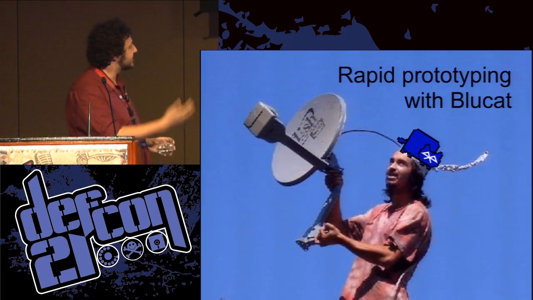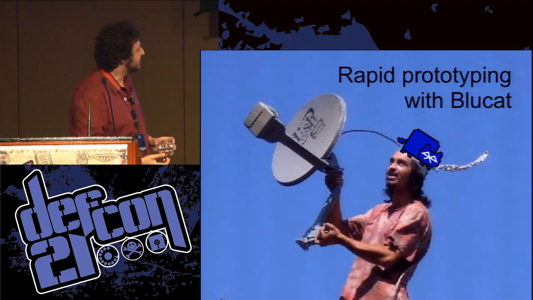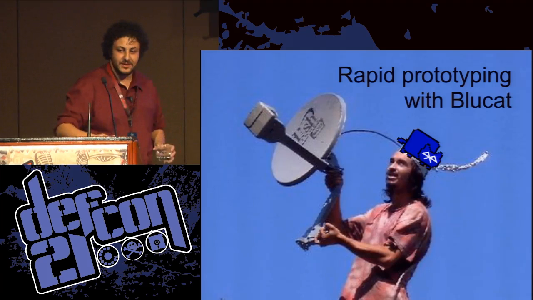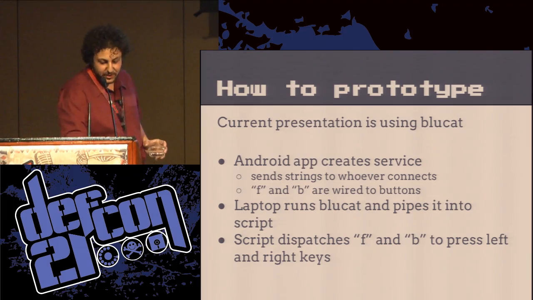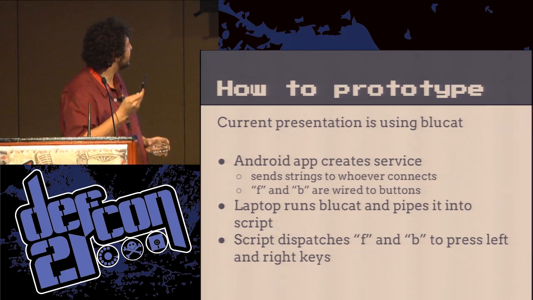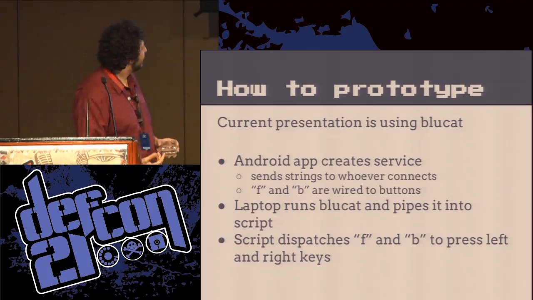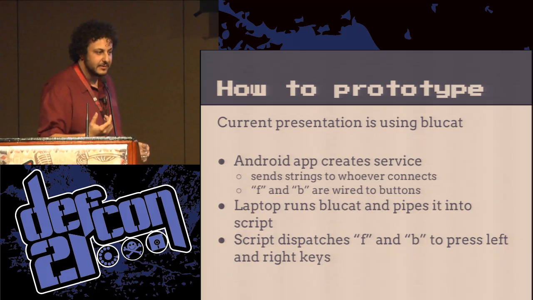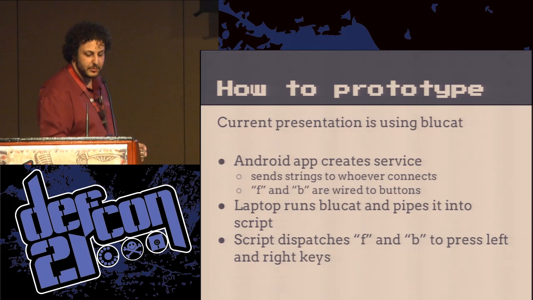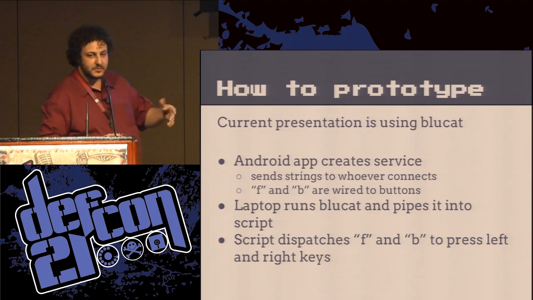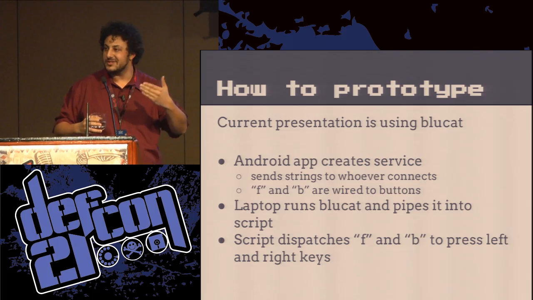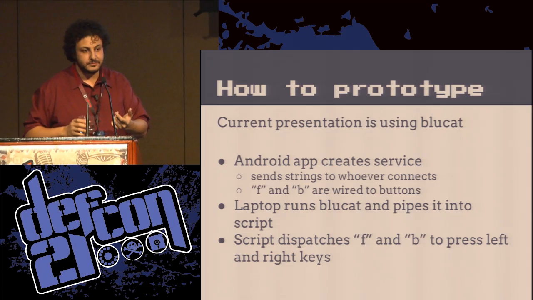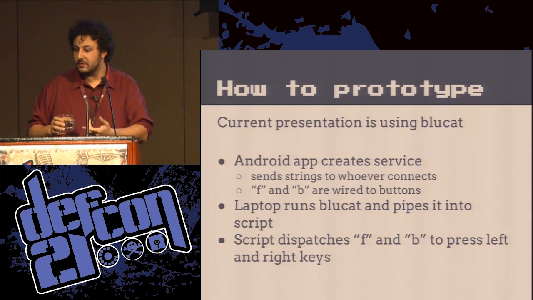All right, so the next section is rapid prototyping with Blucat. If you just want to make something really quick with bash scripts, right? So how to prototype. This presentation was supposed to be given with a Bluetooth presenter where the only thing on the phone would be an app that just sends characters over a socket. So I press a button, it just sends a B or an F, right? And then on a laptop, there's something that's listening and it goes into a script that's dispatching all the characters as they come in, and will respectively press back or forward to move my slides.